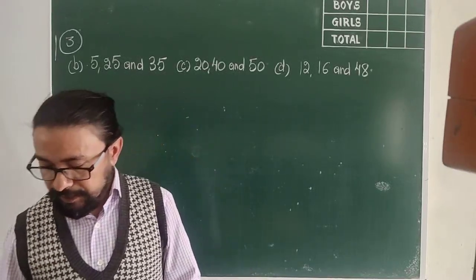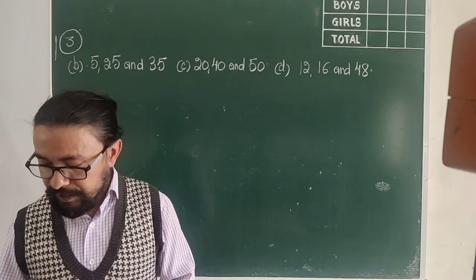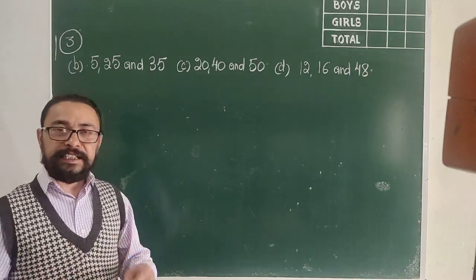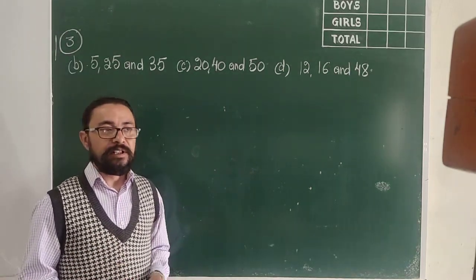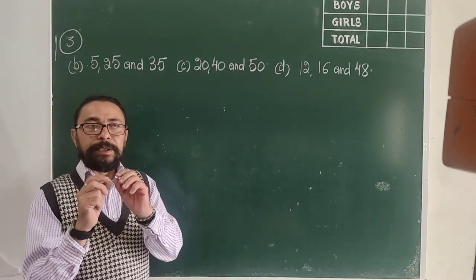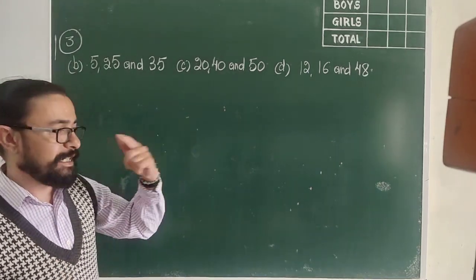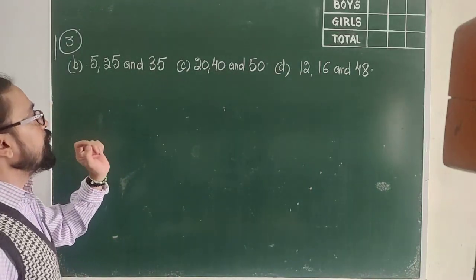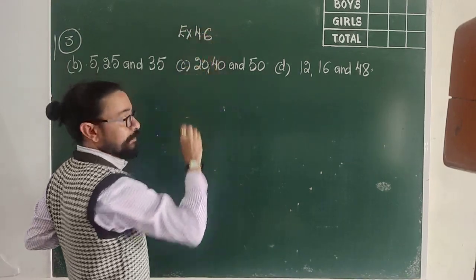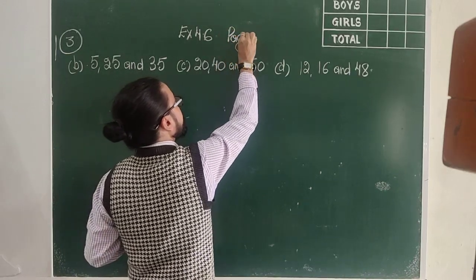Continuing with exercise 4.6, we are on sum number 3 and we are to find the LCM of the following numbers using the division method. Now the short division method is exactly the same as we were using for HCF, but here there are particular concepts that you have to separate from what you were doing in HCF, or highest common factor. Remember, we are on exercise 4.6, given on page number 51, and we are on sum number 3.